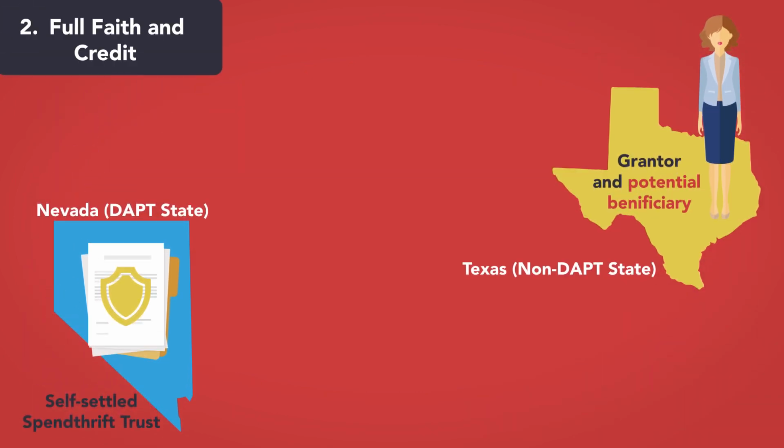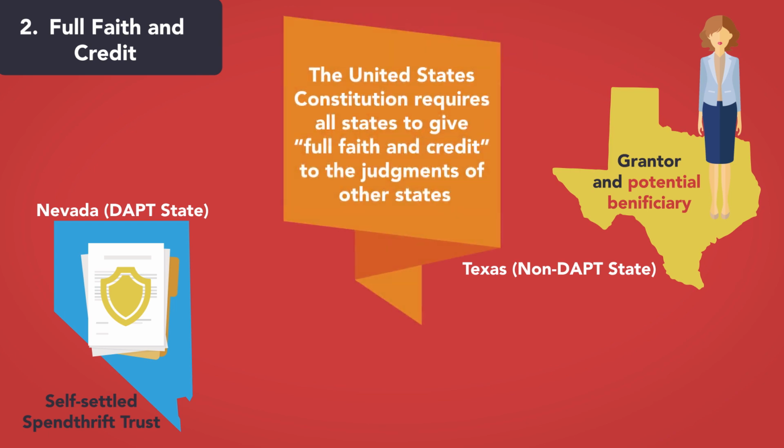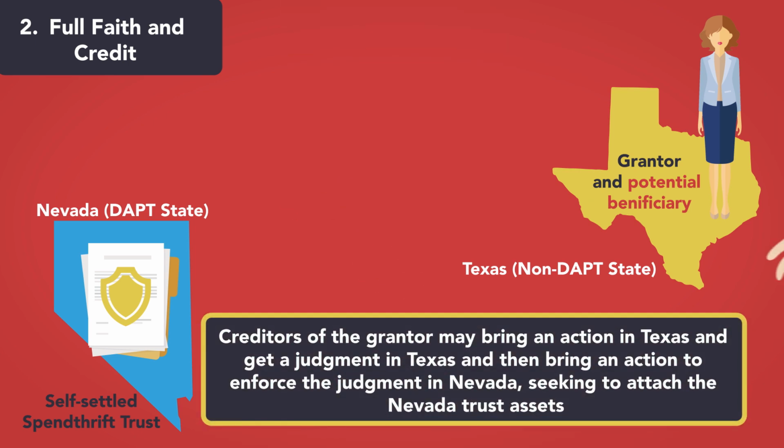The second problem is full faith and credit. The United States Constitution requires all states to give full faith and credit to the judgments of other states. This seemingly presents a challenge for grantors living in non-DAPT states who want to employ this strategy. In our example, creditors of the grantor may bring an action in Texas and get a judgment in Texas, and then bring an action to enforce the judgment in Nevada, seeking to attach the Nevada trust assets.